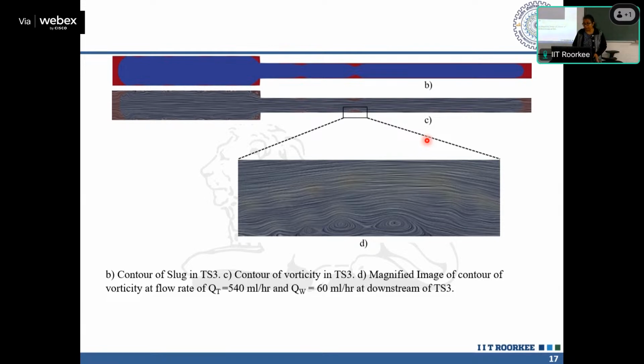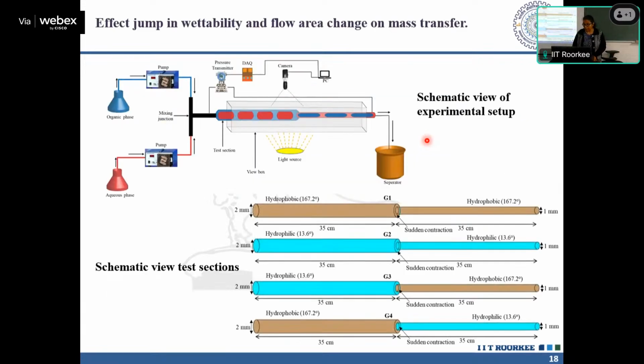what we have done is that now we have taken 4 sudden contraction setups. Then we have taken this one that is mentioned as G1, throughout hydrophobic. These are glass tubes, glass capillaries. We have coated them with PTFE coating and made them super hydrophobic, with a contact angle of 167.2 degrees.